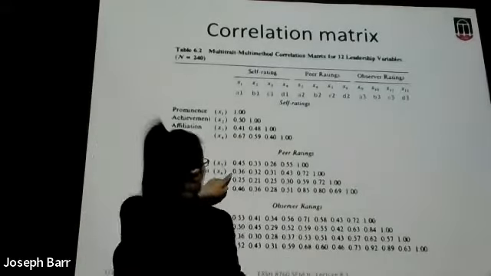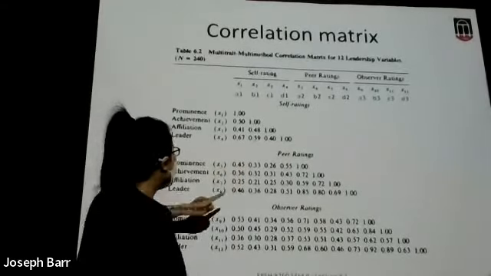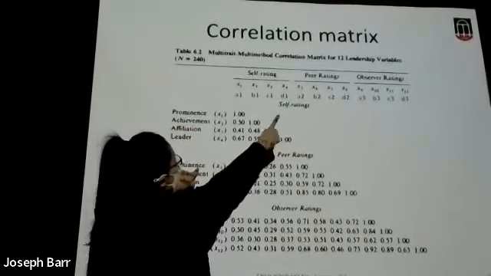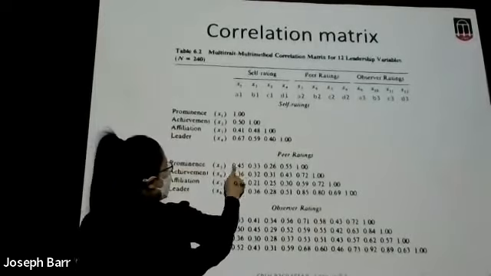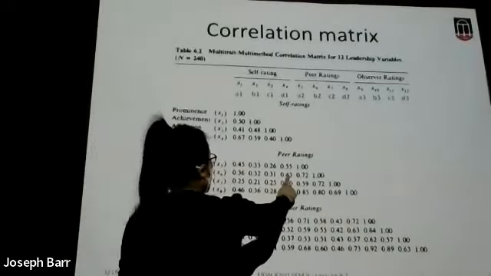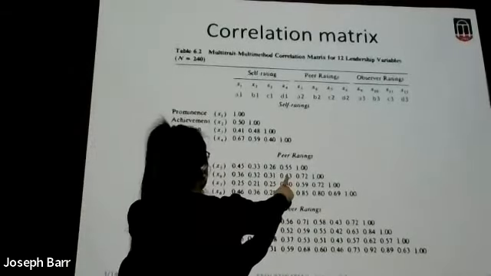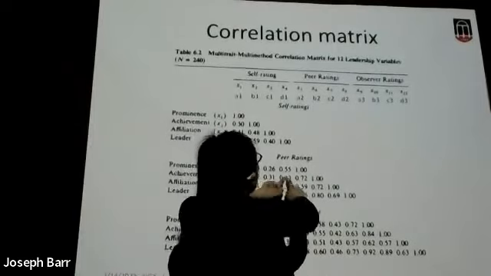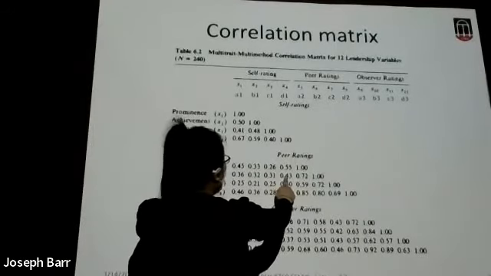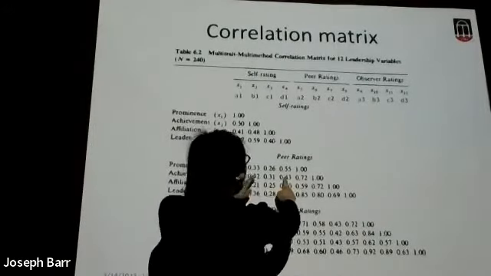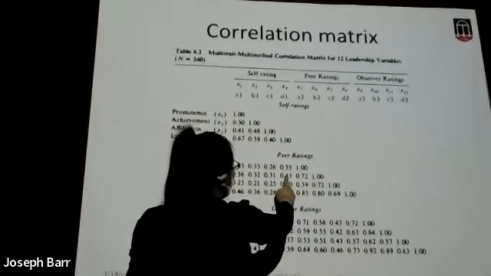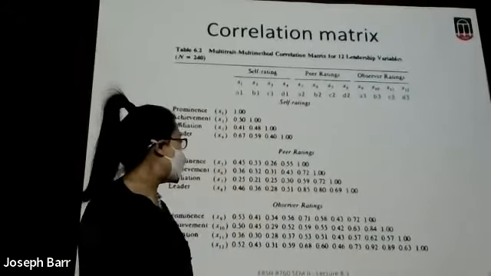And we do the correlation. For example, this is a correlation between self-rating prominence and peer rating prominence. And let's take this one. This number is the correlation between achievement, X-axis is peer rating, peer rating achievement, and X4 is leadership self-rating. So all the numbers are listed here.